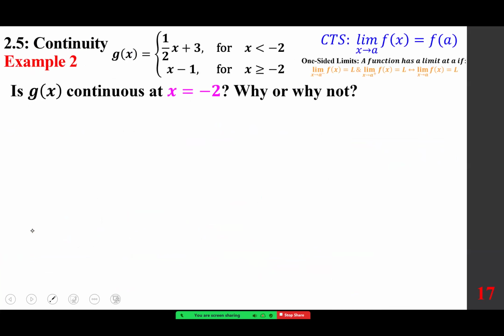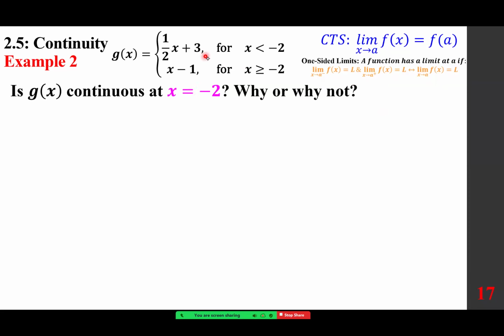Continuity. Here's the definition. A function is continuous at a if the limit of f of x as x approaches a equals f of a. One-sided limits indicate a function has a limit if the limit of f of x as x approaches a from the left and right are identical. So this is a piecewise defined function, and we want to see if g of x is continuous at x equals minus 2, why or why not.